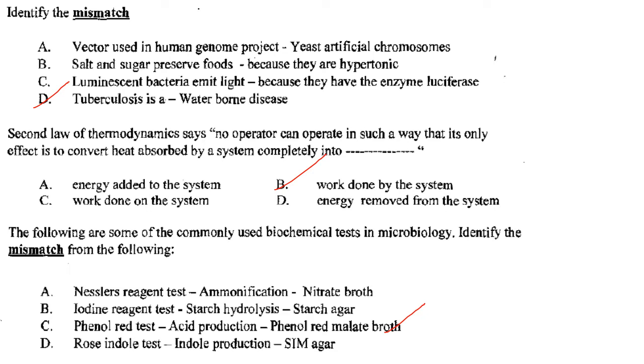Coming to the first question, identify the mismatch. So it is tuberculosis is a waterborne disease. Tuberculosis is an airborne disease. The answer is option D, that is the mismatch.